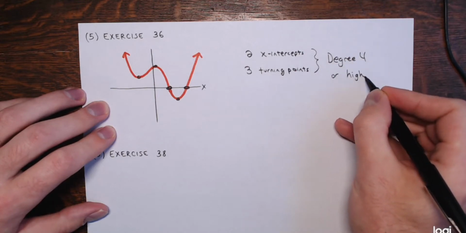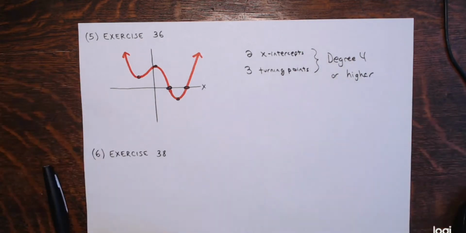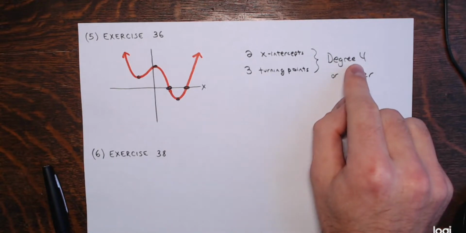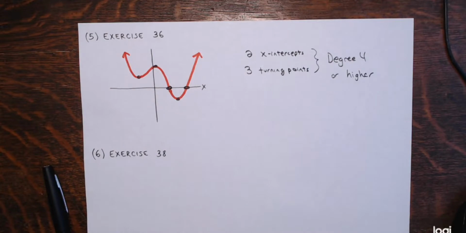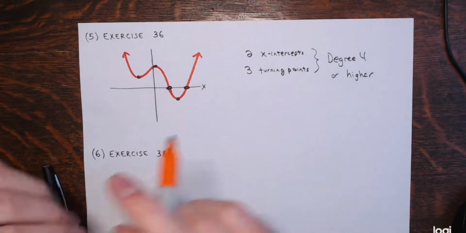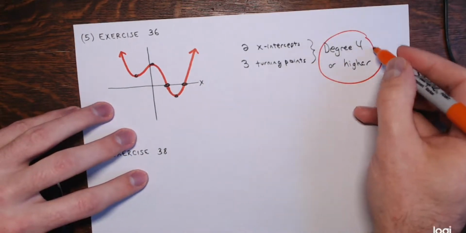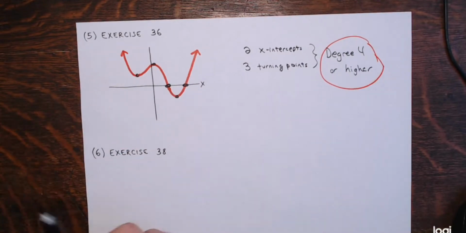But that's the minimal degree. Remember, a degree 4 can have up to 4 x-intercepts. This has 2 of them, and that's fine. So degree 4 or higher for this one. Wonderful.